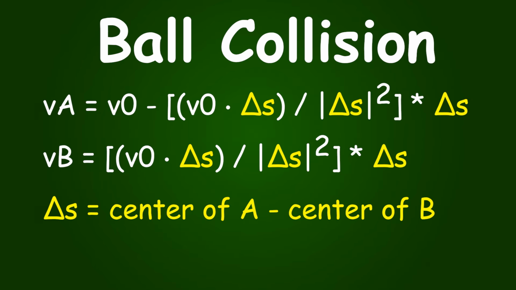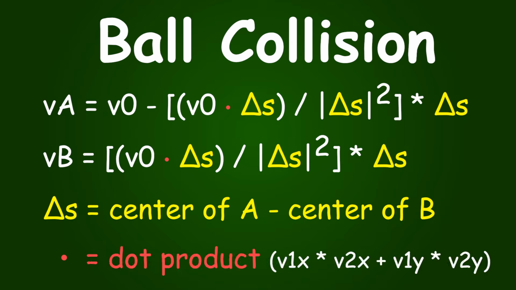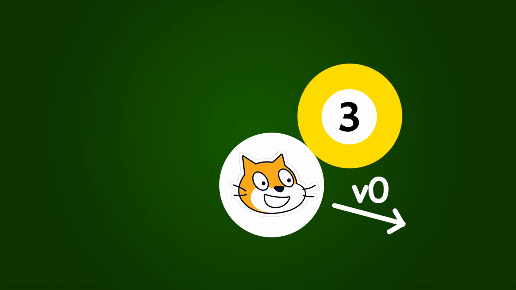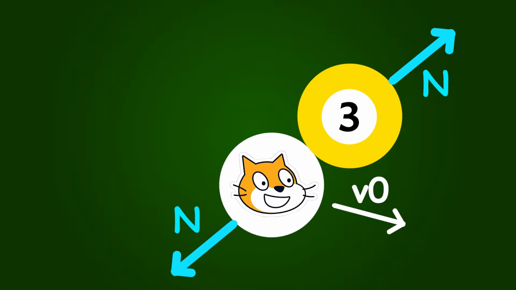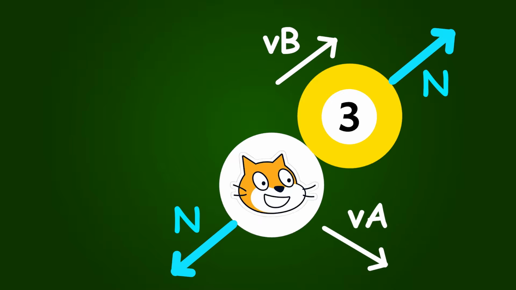And the little symbol here is the dot product between the two vectors, where you multiply the x components and the y components together and add them. At its core, all these formulas do is change the velocity vectors in the direction of the collision force, making the balls deviate slightly off their initial trajectories.